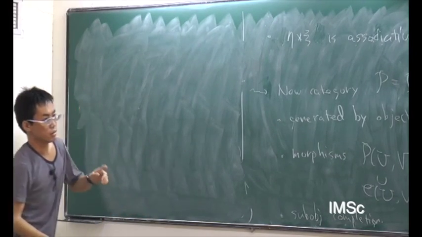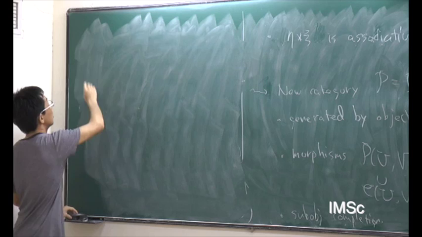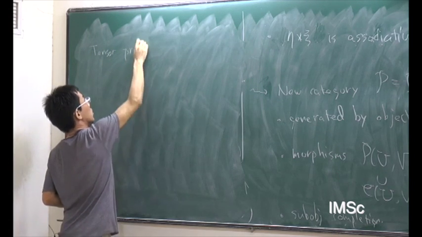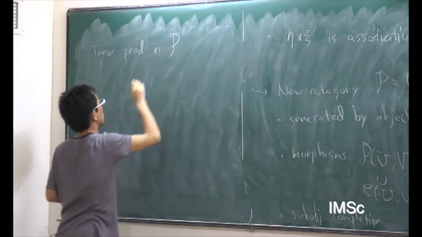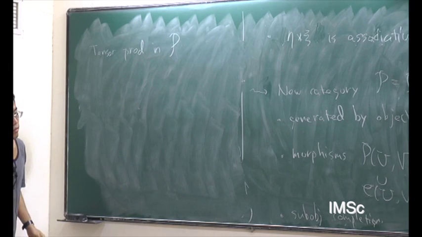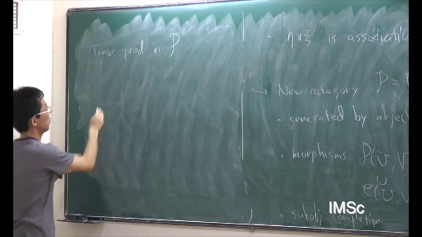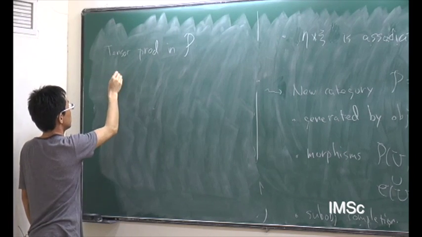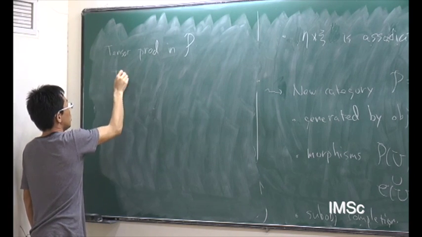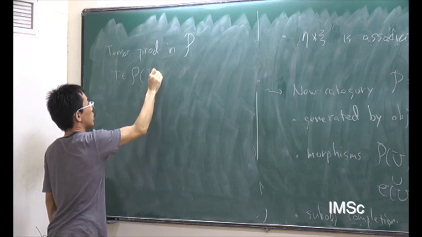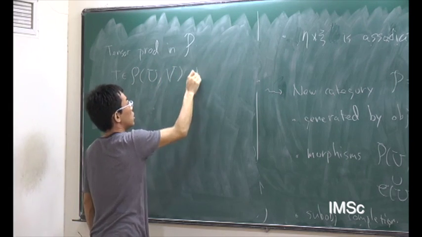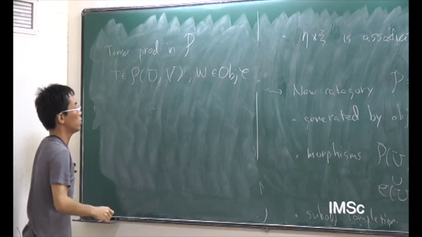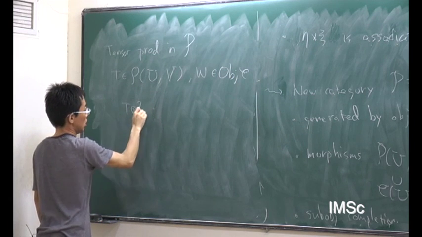So I forgot to introduce the tensor product structure. In order to define the tensor product, you have to define these two operations, and the general thing is built out of this. So T is, say, in P(U,V), and W is another object. Then we want to make sense of these two.